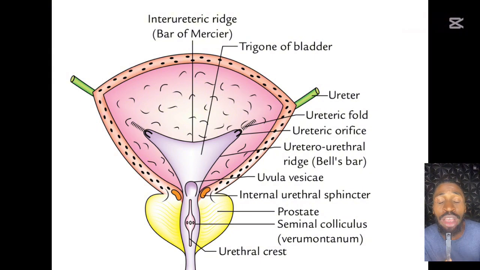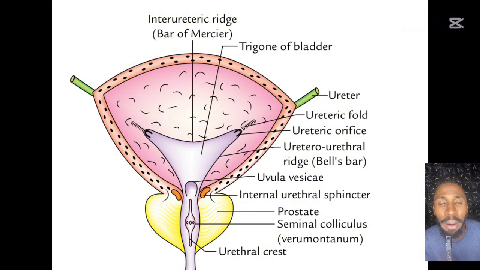Now the ureteric orifices are joined by what we call the interureteric bar of Mercier. From the interureteric bar, the two ureteric orifices empty into the bladder. So the entrance is the ureteric orifice and the exit is the urethral orifice.